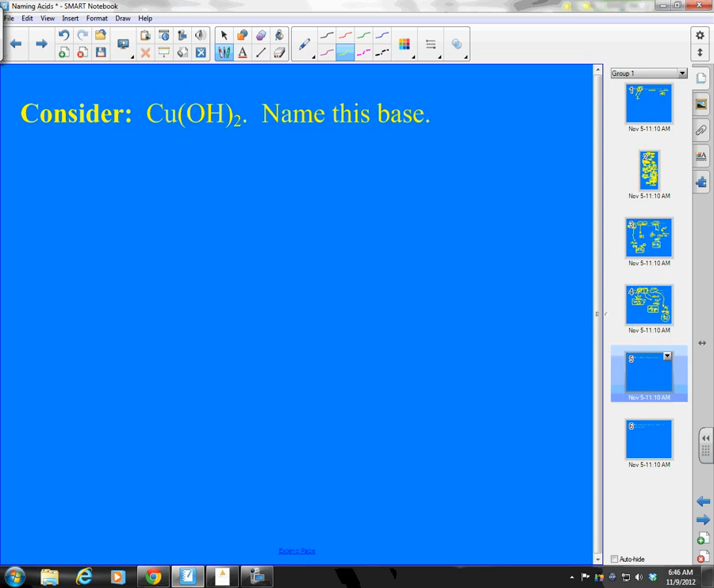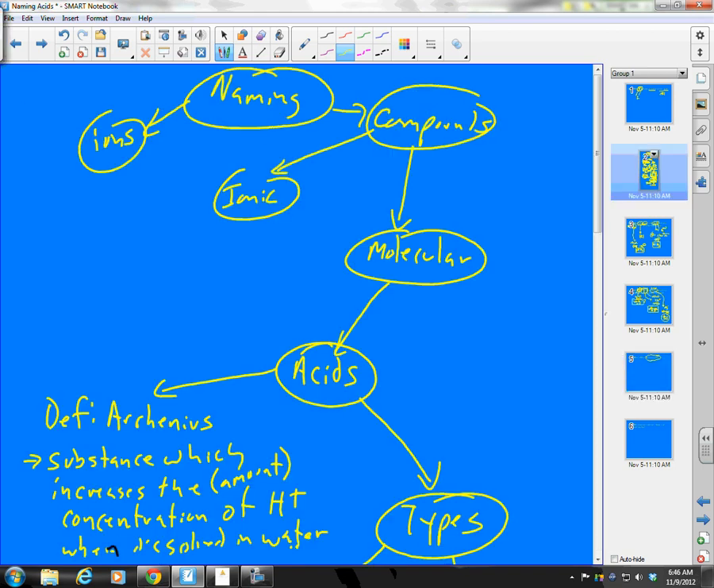Oh, cool. Now we're going into CuOH2, copper. Well, we'll be quiet. I don't want to give you the answer here. Name this base. All right, so now we want to talk about bases. So here's our beautiful picture. We've got molecular. And you know what? Bases are a form of ionic compounds. So we have bases here, and we want to talk about what is a base.